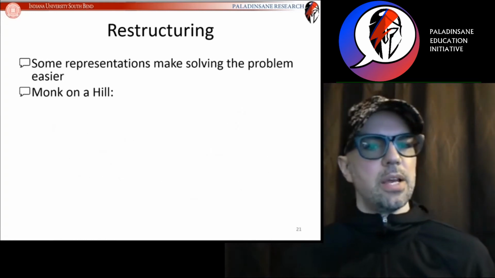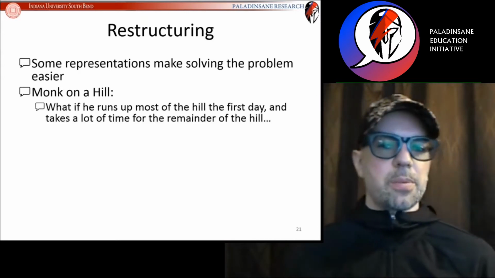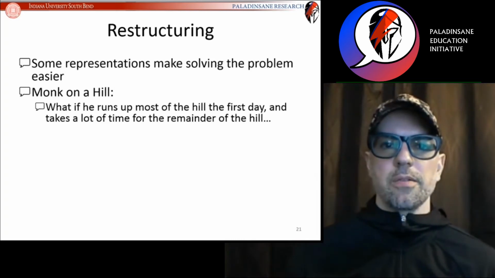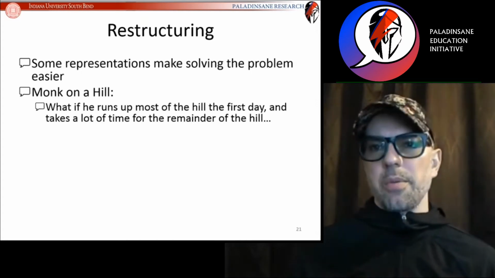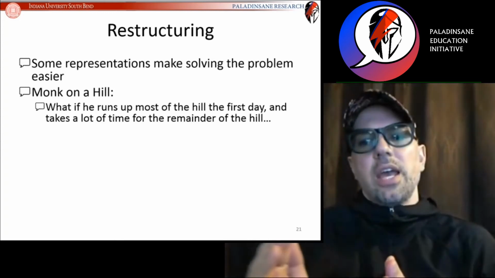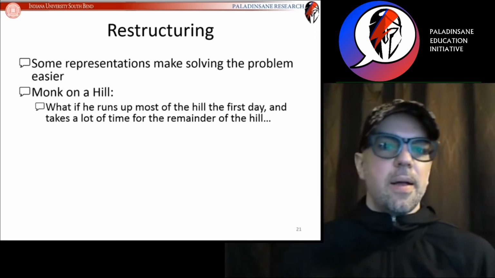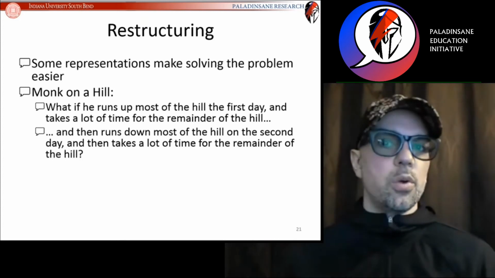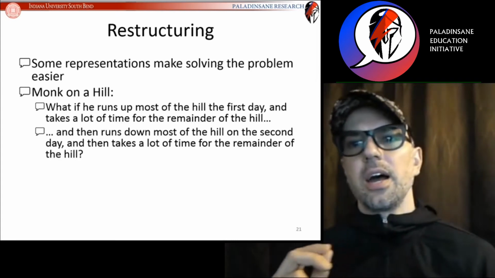So this problem can be very difficult depending upon how you represent it, because you might represent it in this way. You might say to yourself, well, what if he runs up the hill for the most of the first day? He runs up most of the hill the first day, and then he takes a lot of time for the remainder of the hill. He runs up like 90% of the hill in about 20 minutes, and then he takes 8 hours and 40 minutes to recover and finish that last 10%. And then what if he runs down most of the hill on the second day and then takes a lot of time for the remainder of the hill? Will that be a path where he will never be at the same place on the 2 days?